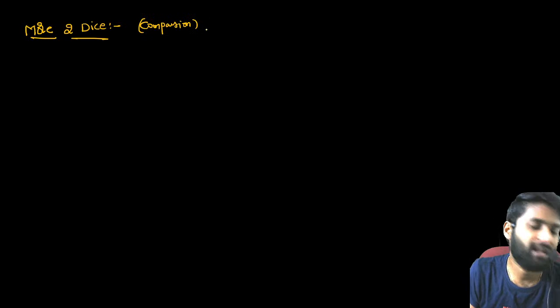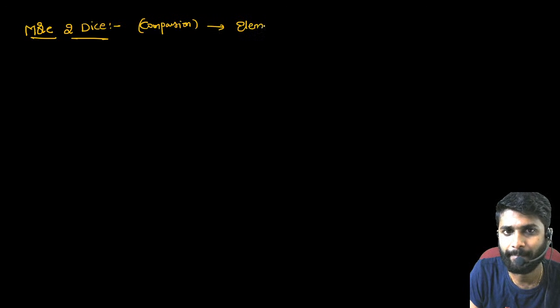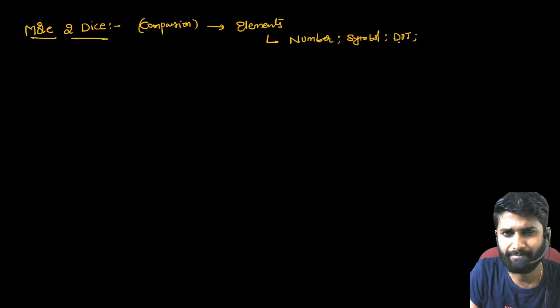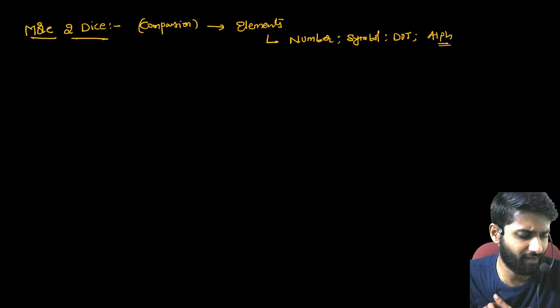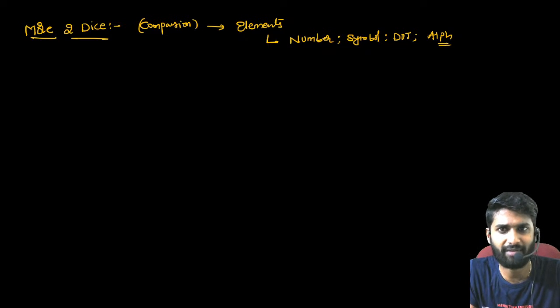Then what are the types of questions in more than two dice? They give elements. Element means they give a number, a symbol, a dot, or an alphabetical letter. Element can be represented by any of those. Sometimes they give a number, sometimes a symbol, sometimes a dot, sometimes an alphabetical letter.